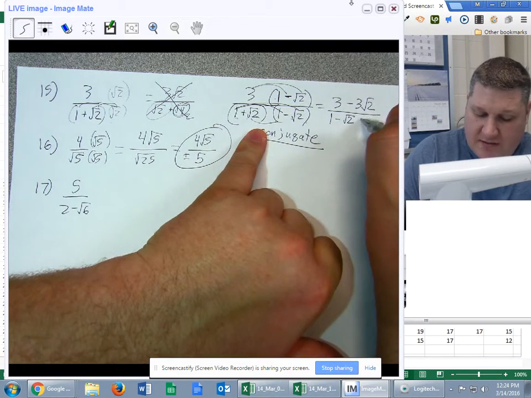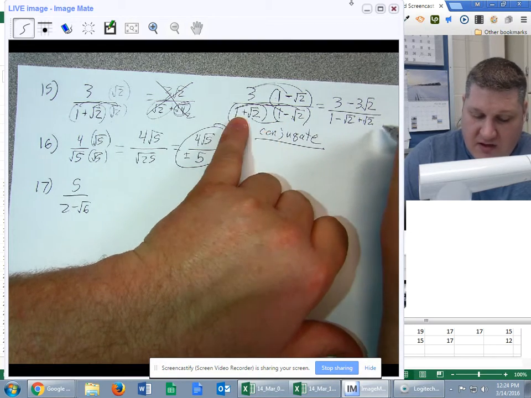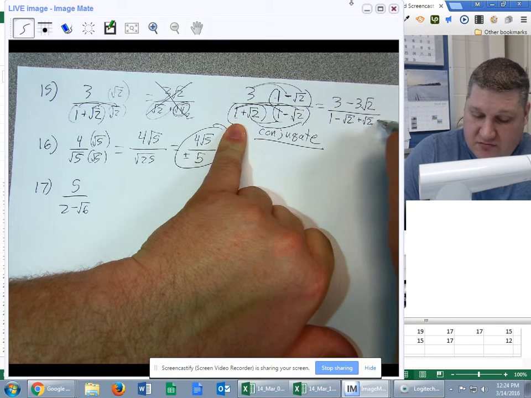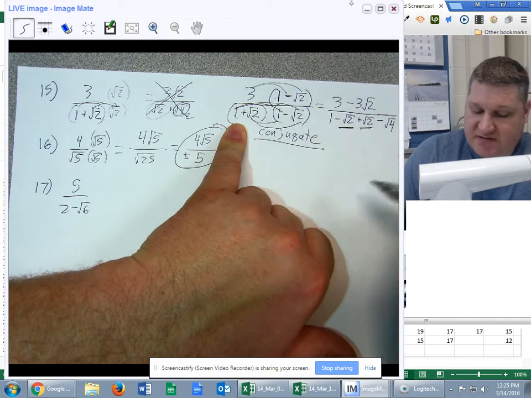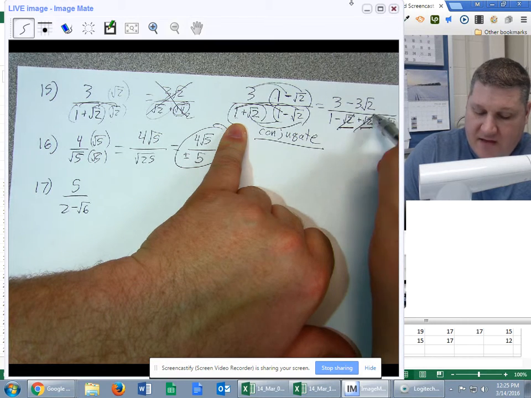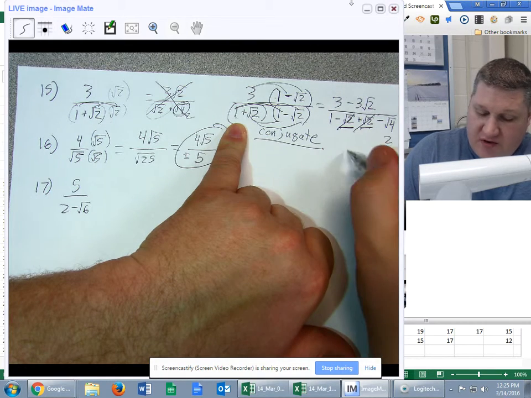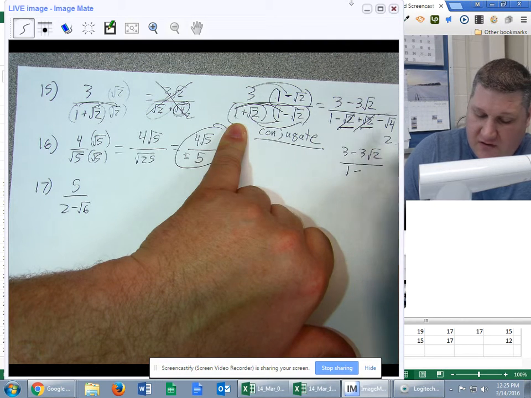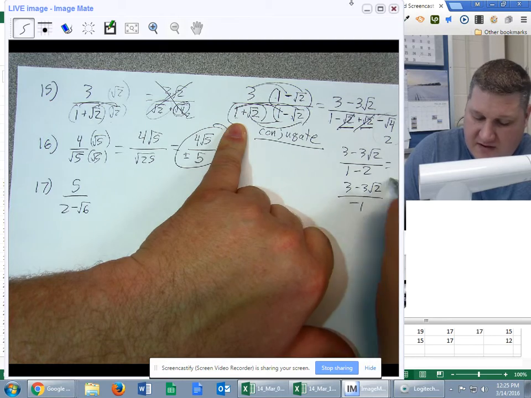What's root 2 times 1? Root 2. Now, what's this going to be? Positive root 2 times negative root 2. Negative root 4. What happens to negative root 2 and positive root 2? They cancel. What is root 4? 2. So I have 3 minus 3 root 2 all over 1 minus 2, which is negative 1. There you go.